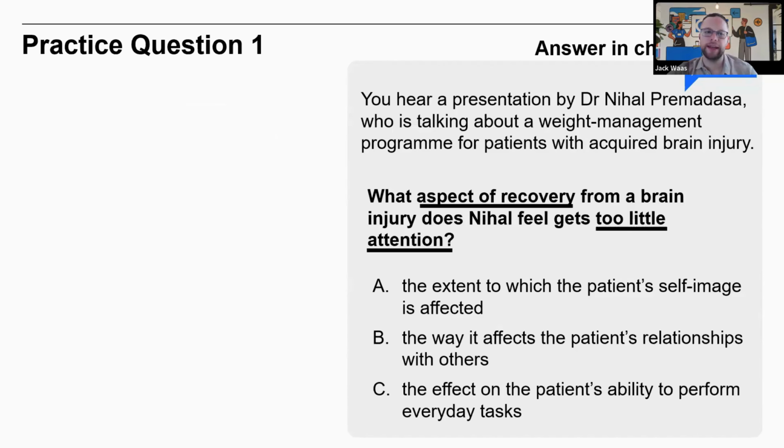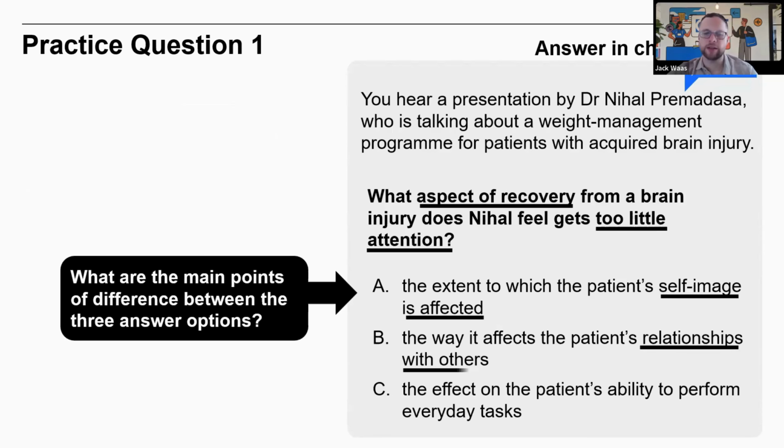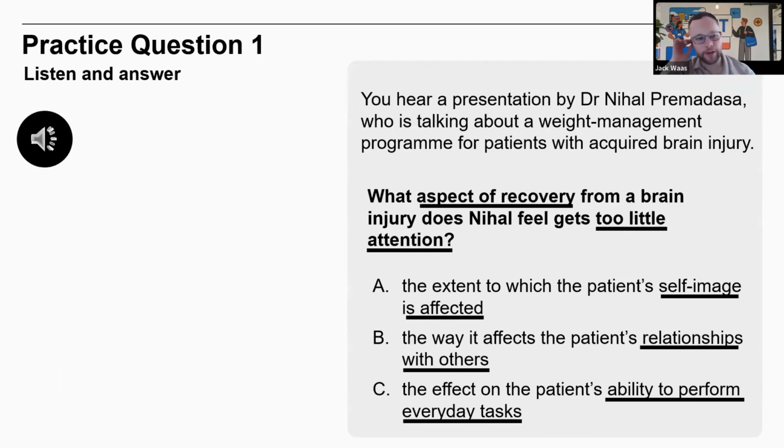So next we're looking at the answer options here. What are the main points of difference between these answer options? The self-image is affected, it affects relationships with others, and affects the ability to perform everyday tasks, okay? Now, one thing to note here is that you should be listening for the meaning, not for the specific vocabulary word you see in the answer options, but what is the meaning? Something that conveys that meaning, even if it's not written in the same way. All right, so I'm going to go ahead and play it. You can listen and then write what you think the answer is.